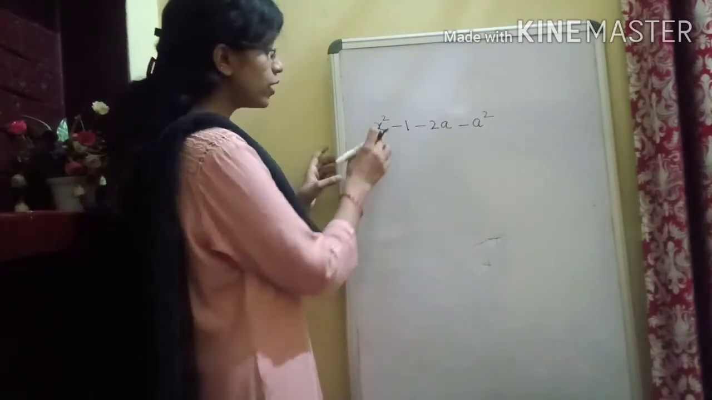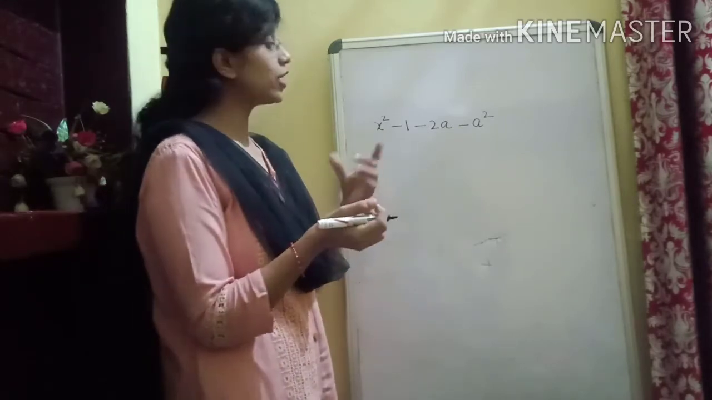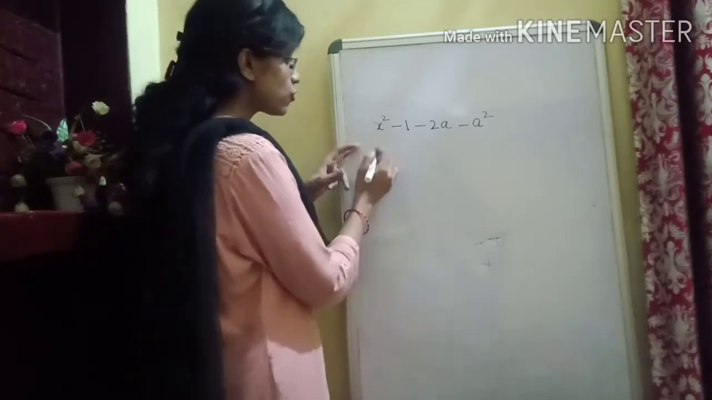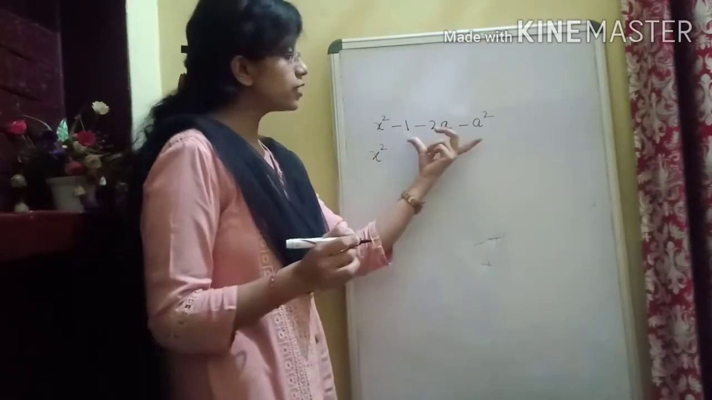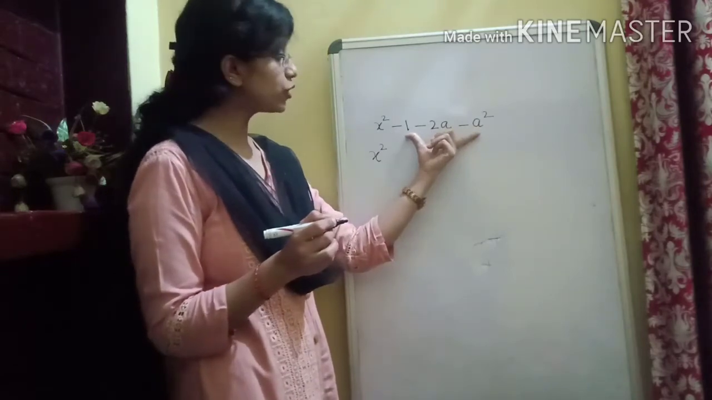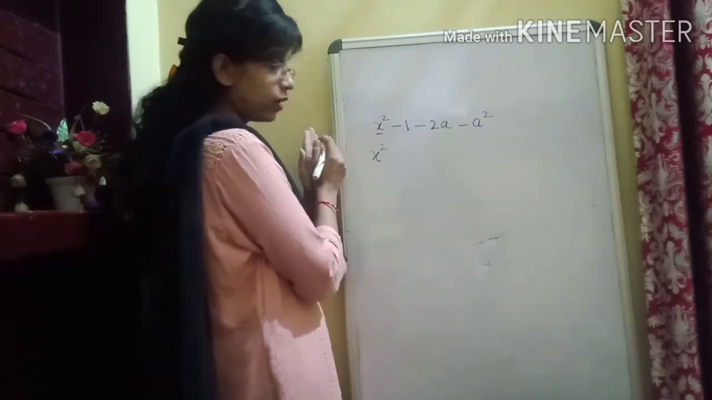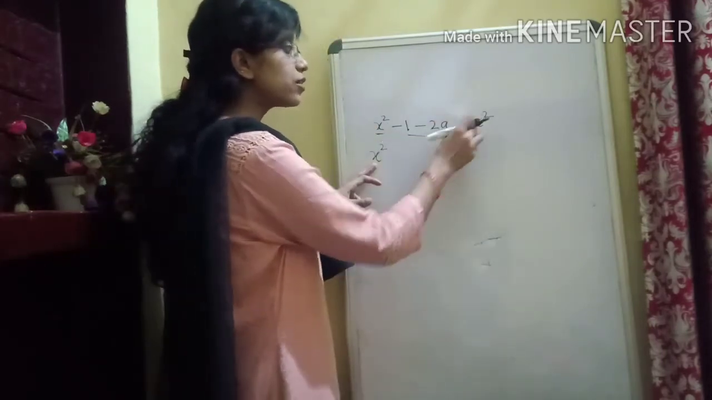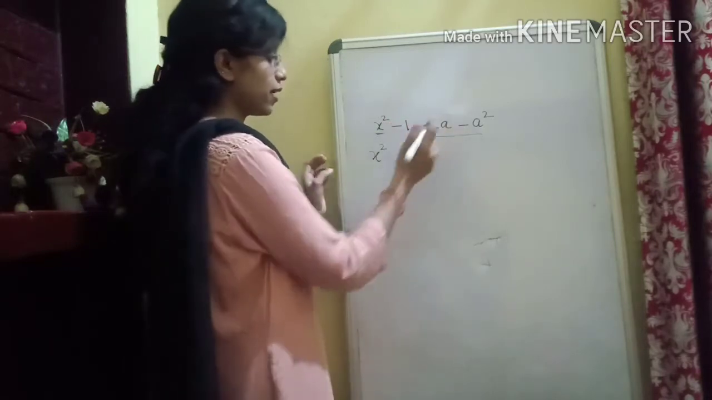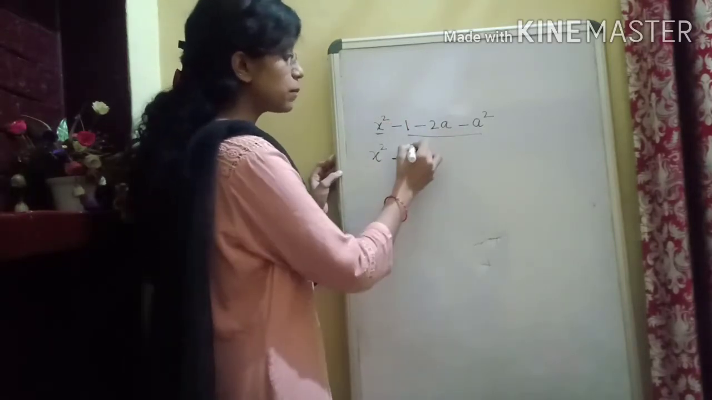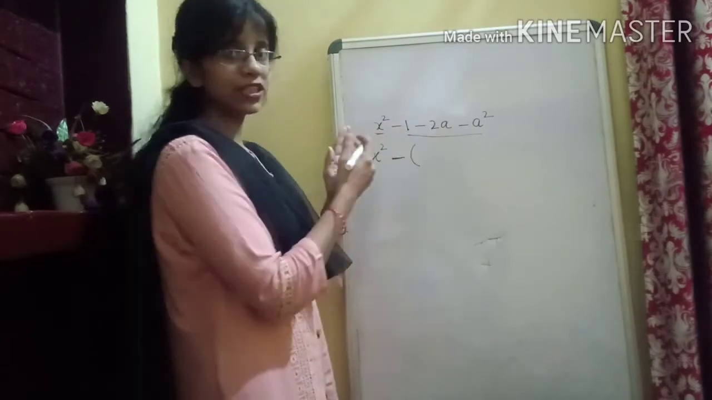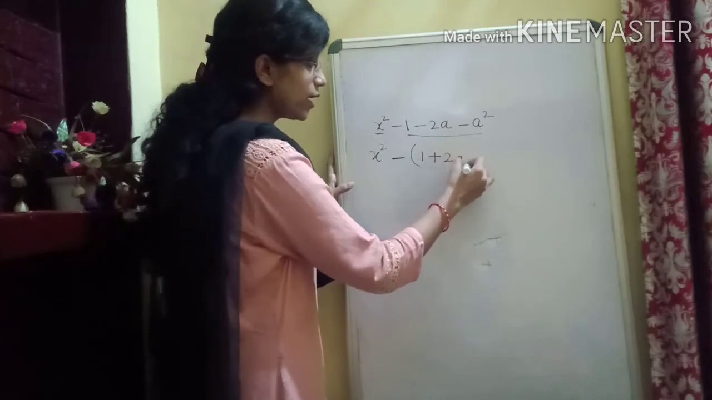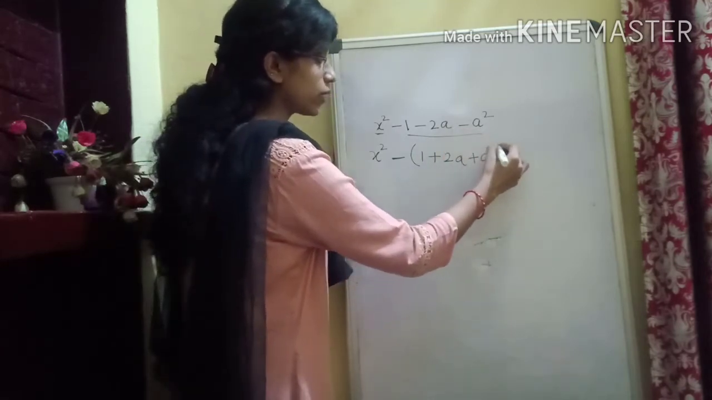So here what we do is this. Again I'll tell you that these things you will only understand when you practice a lot. Here it is x square as it is. From these three terms, I am going to take this x square alone and these three terms together. Now, x square as it is, and from these three terms I am taking minus common. When we take minus common, signs will change. That is 1, then plus 2a and plus a square.